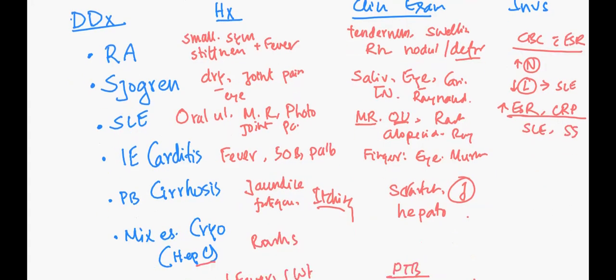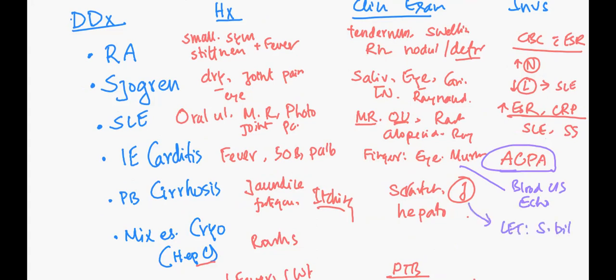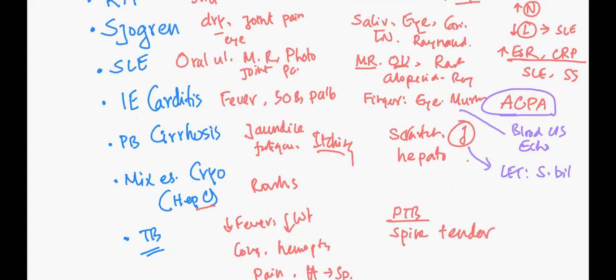Then for RA, we'll do the ACPA, anti-citrullinated peptide antibody. ACPA will confirm the rheumatoid arthritis. For infective endocarditis, we will do blood culture, and we will do an echo. Those will help us in the diagnosis of infective endocarditis. For primary biliary cirrhosis, we will do the liver function test, including the serum bilirubin, and we will also do the ALP and ALT, along with the ultrasonography of the hepatobiliary system.